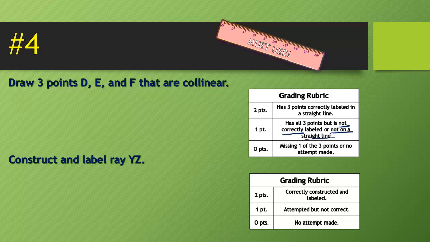So D, E, and F have to be collinear. Okay, 3 points on a line, label D, E, F. That would be a 2-point answer right there.